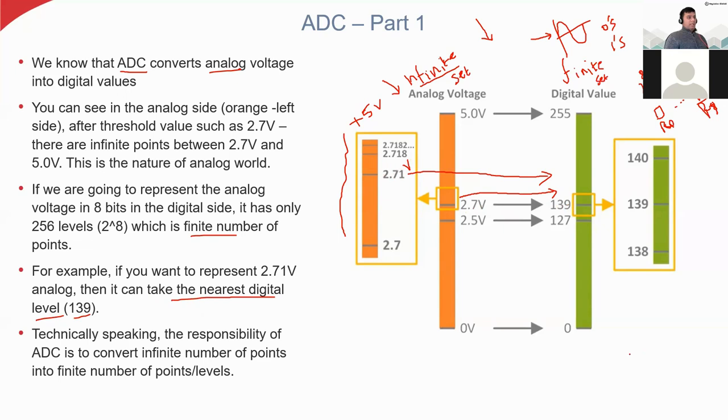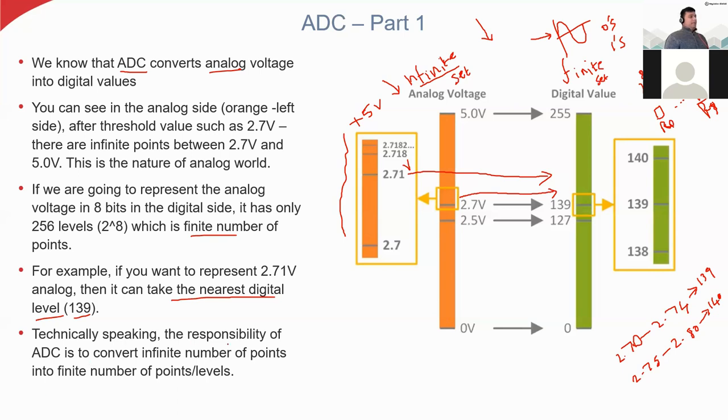So that is why here we have something like, for example, 2.702, 2.74, and then 2.75 to 2.80. So this one can be 139, and then this one can be level number 140, something like that. So we are always going to the nearest whole number.